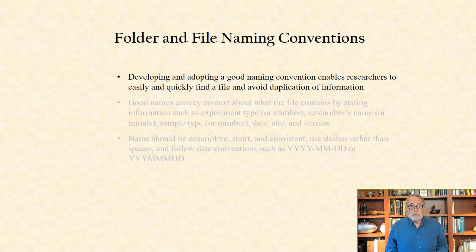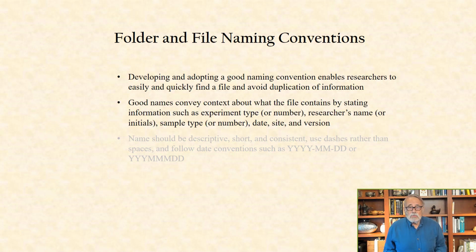Developing and adopting a good naming convention enables researchers to easily and quickly find a file and avoid duplication of information. Good names convey context about what the file contains by stating information such as experimental type or number, researcher's name or initials, sample type or number, date, site, and version.